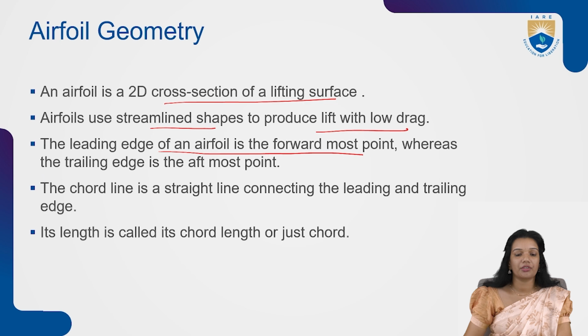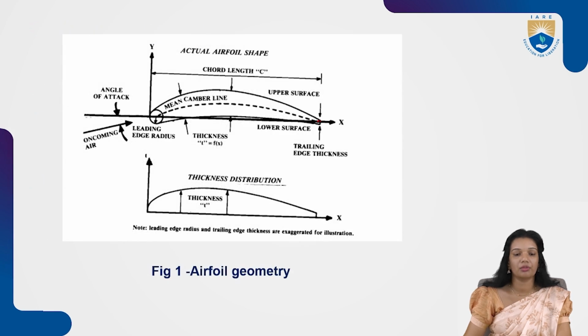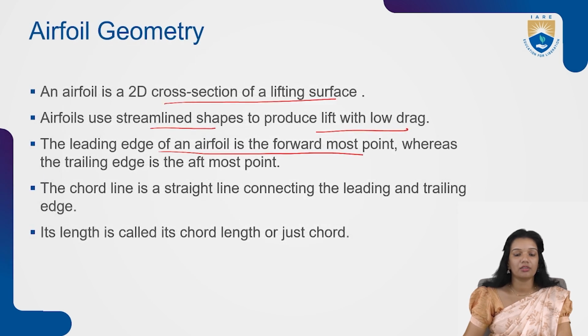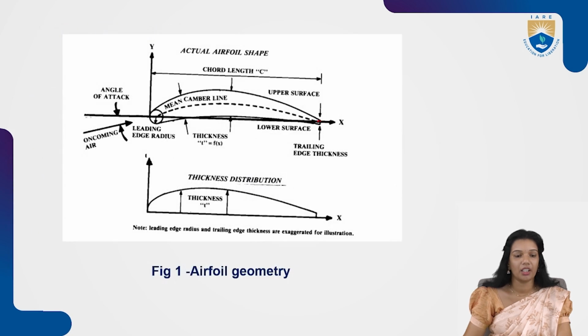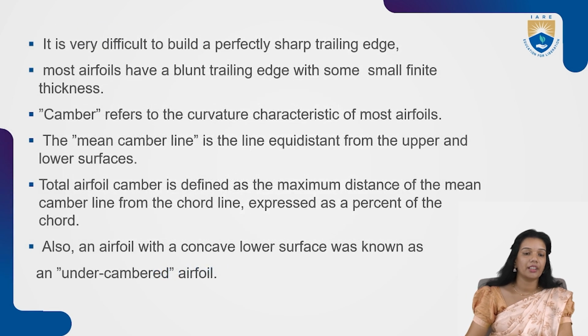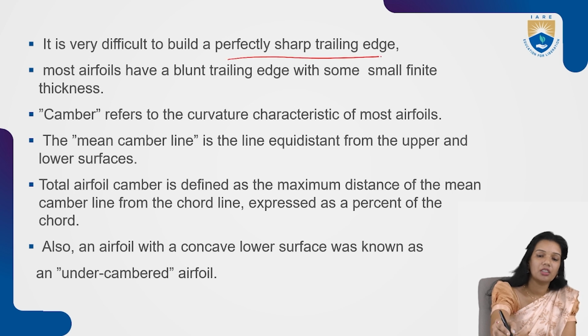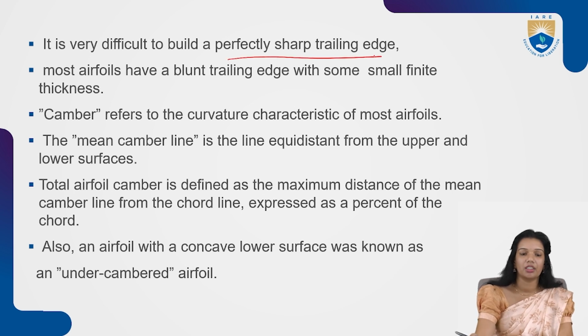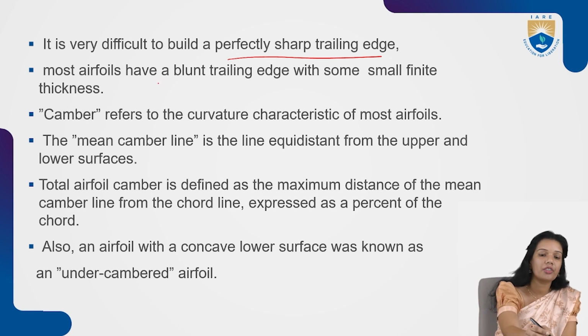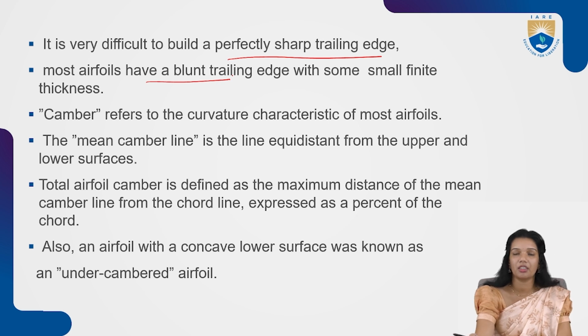Then the chord line is a straight line connecting the leading and trailing edge, right? So the chord line is going to be a straight one between your leading and trailing edges, right? Its length is called the chord length, or you can simply say C, or just the chord, right? It is very difficult for a designer to always have a perfectly sharp trailing edge, right? So most airfoils have a blunt trailing edge with a small finite thickness, right?